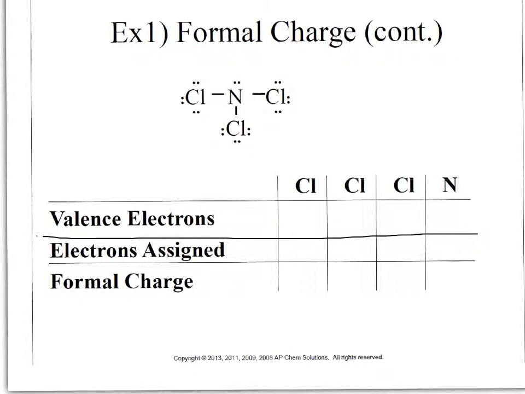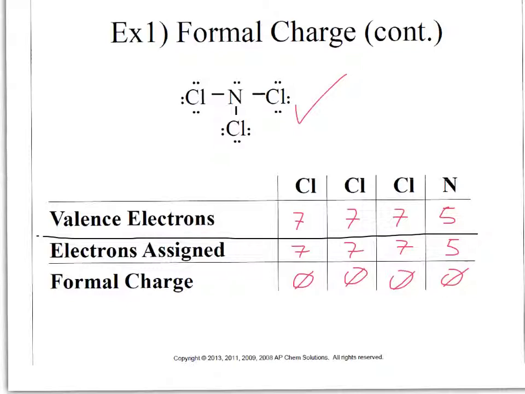Why don't you go ahead and pause the video and see if you can do this yourself. So all of the chlorines are the same, 7 and 7. Nitrogen was 5. That means, in the end, when we subtract those two, we would have 0, 0, 0, 0. What that means then is that this structure is very likely to occur because we have the most 0 numbers inside of our formal charge.